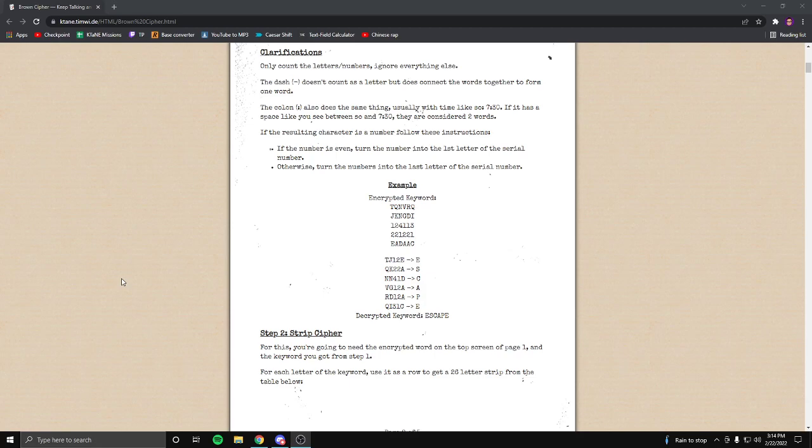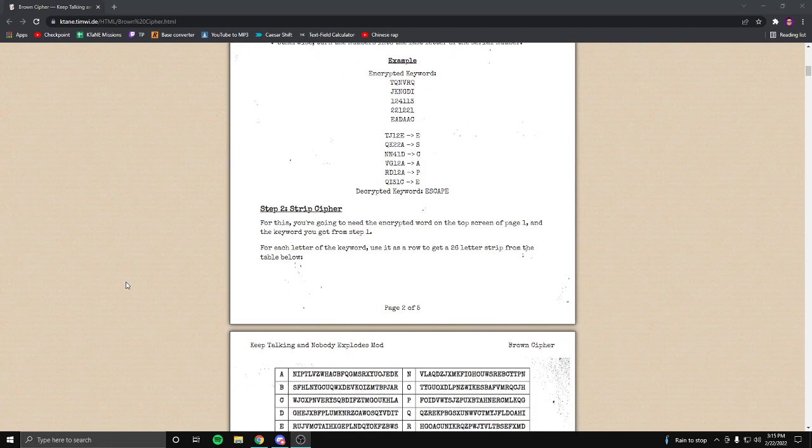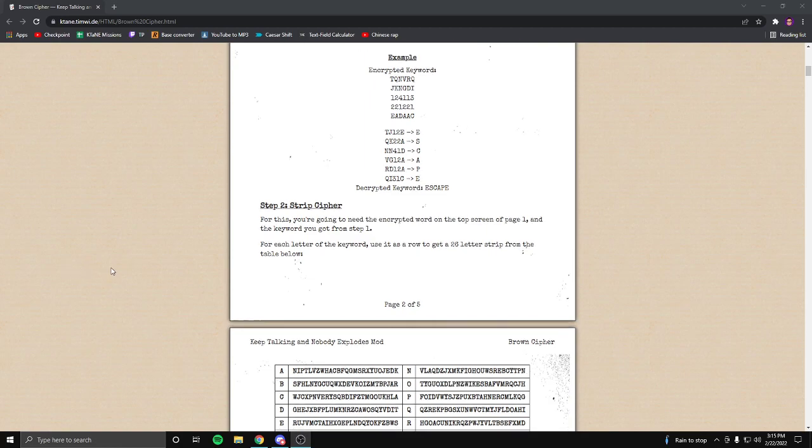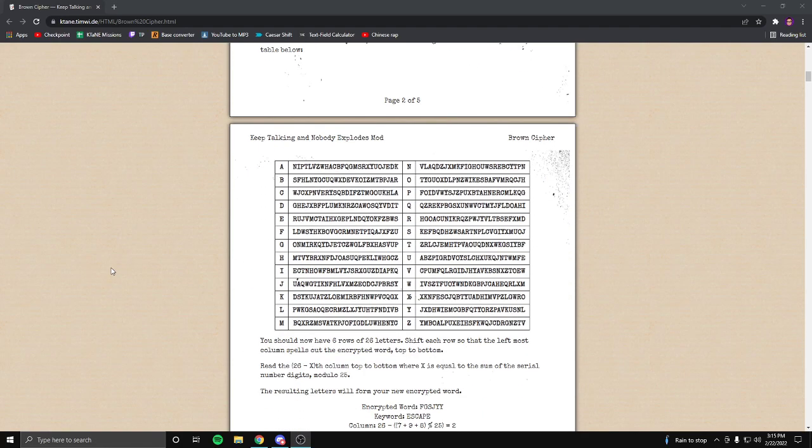Decrypted word: Escape. Step 2. Strip Cipher. For this, you're going to need the encrypted word on the top screen of page 1 and the keyword you got from step 1. For each letter of the keyword, use it as a row to get a 26-letter strip from the table below. A.